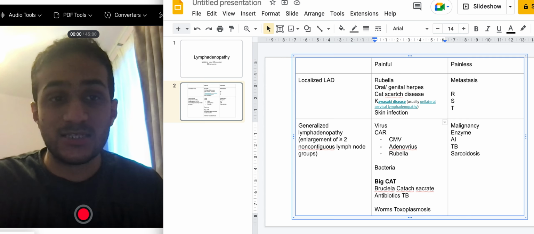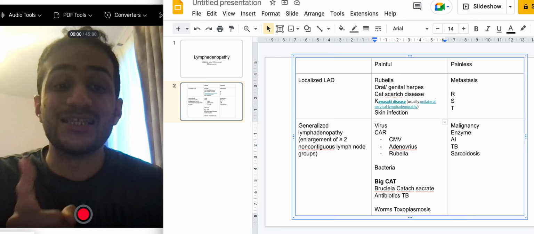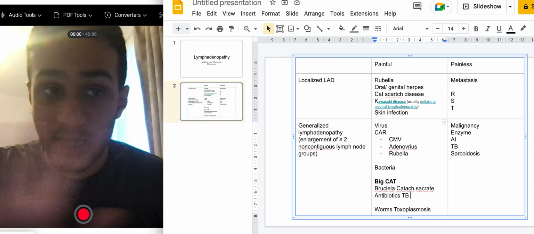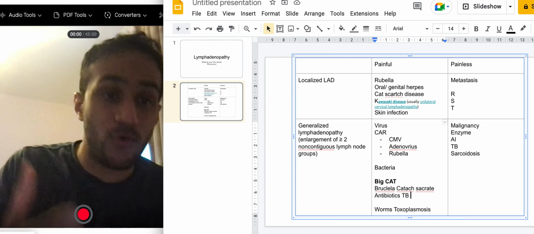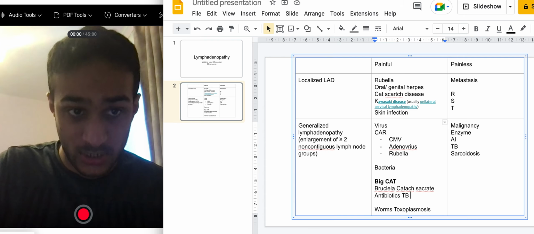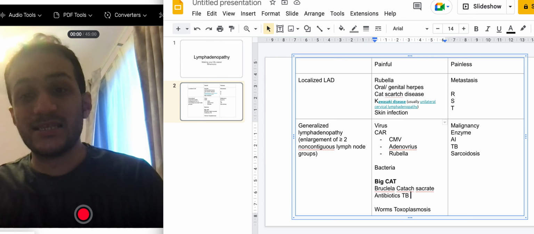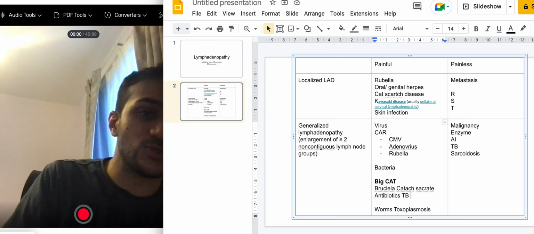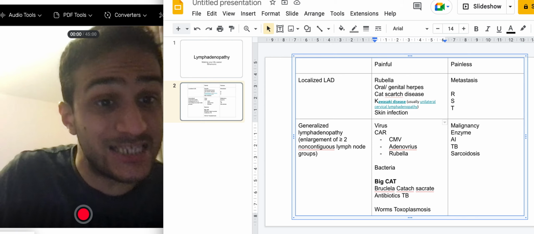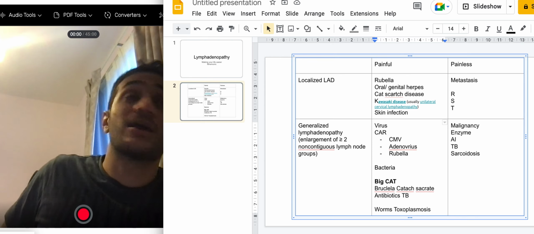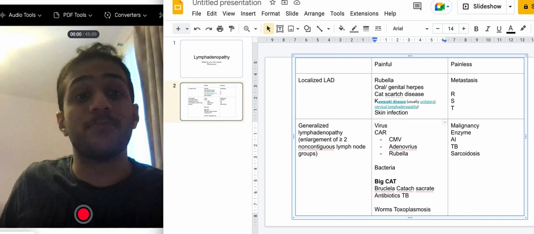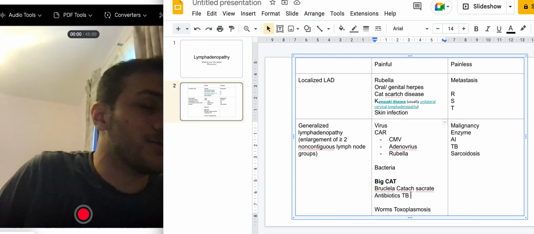The M is for malignancy, and here I want to point something out about malignancy. It doesn't mean metastasis. It means primary malignancies, so leukemias, lymphomas, sarcoma, all these types of malignancies. The next thing, E, is enzyme deficiency. That can be your sphingomyelinase deficiency, so there's Niemann-Pick disease, or your hexosaminidase deficiency, so all these Ashkenazi Jews.